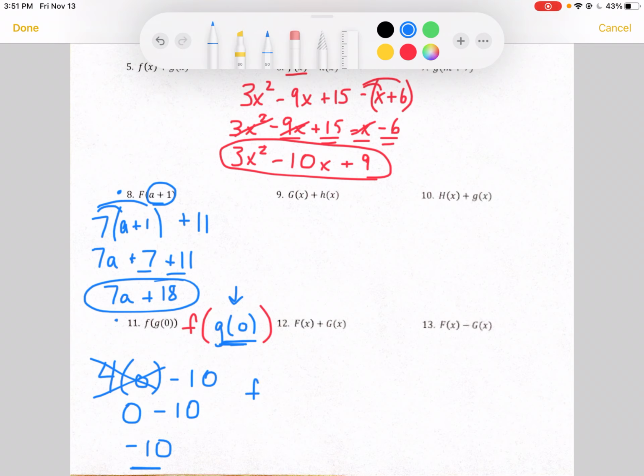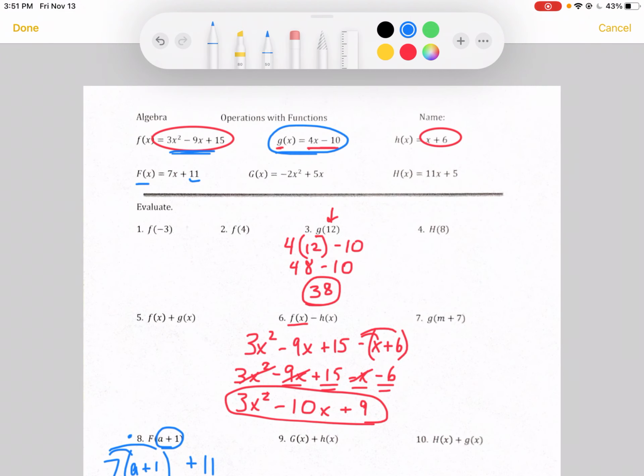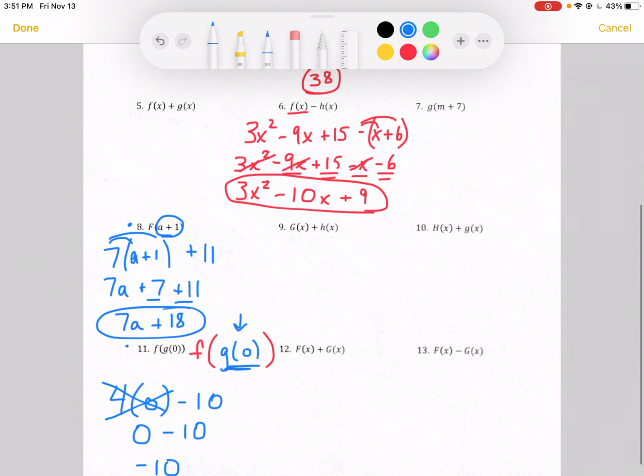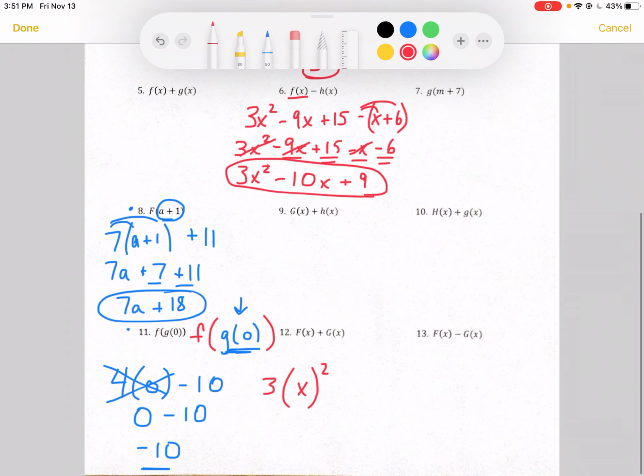Okay, so function f was this trinomial, 3 terms, 3x squared. Let's do it in a different color. 3x squared minus 9x plus 15. Okay, and so instead of my x, I'm going to put negative 10.